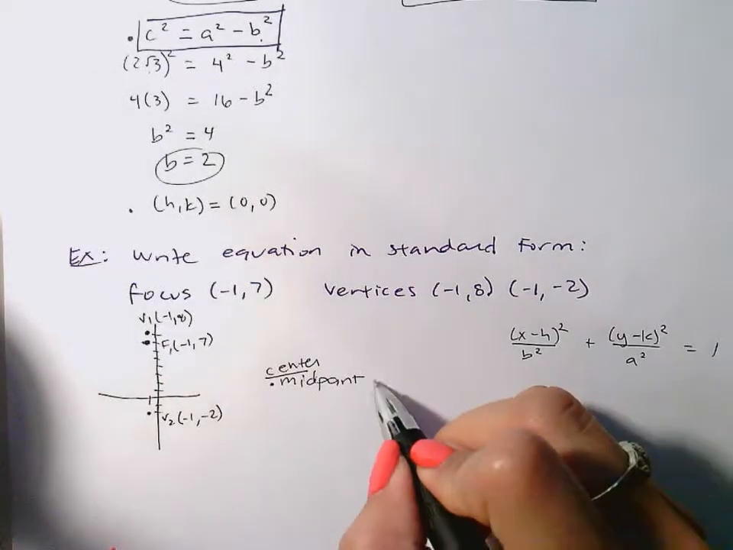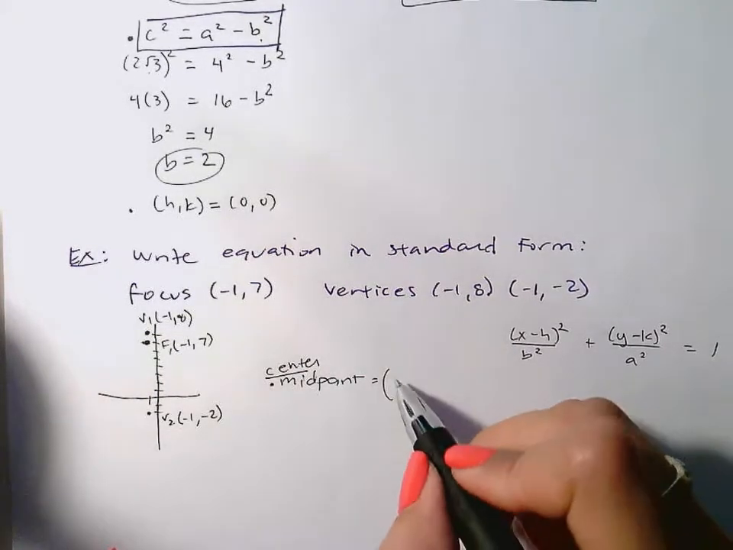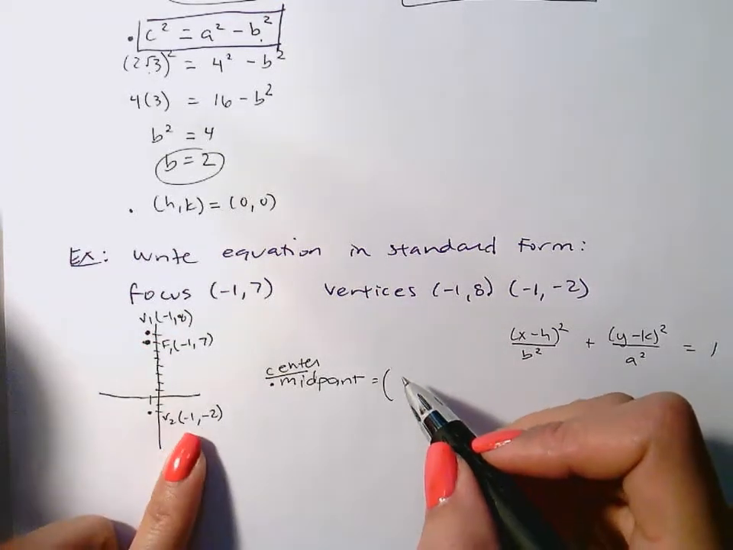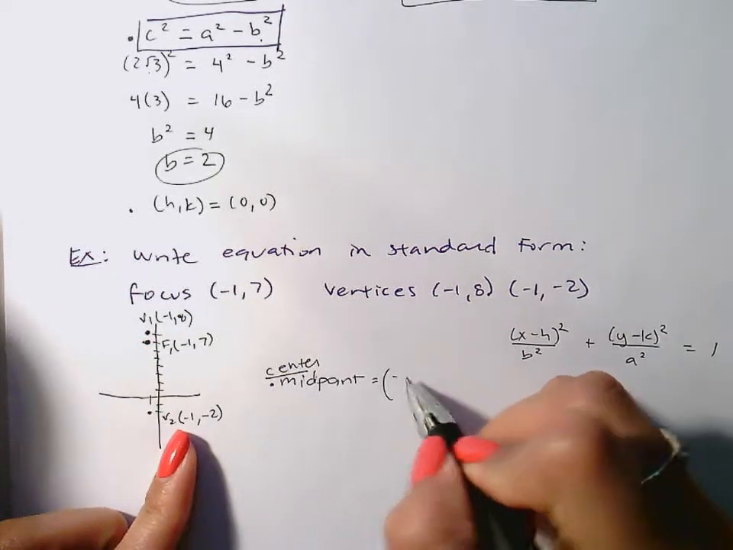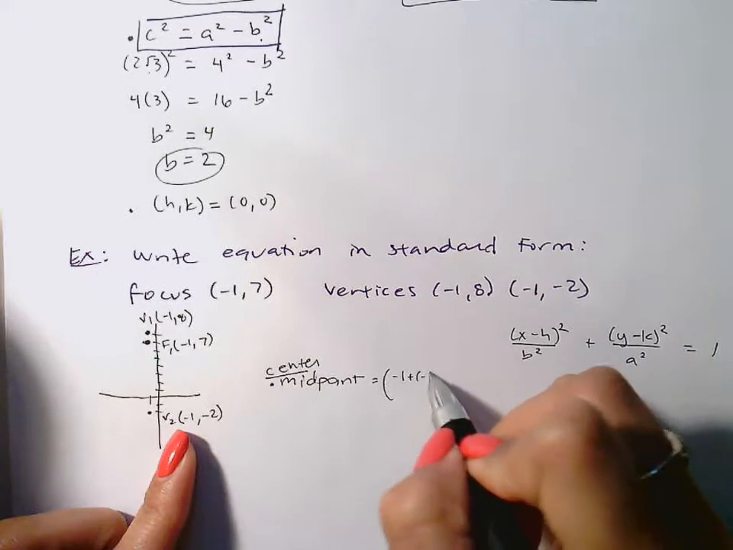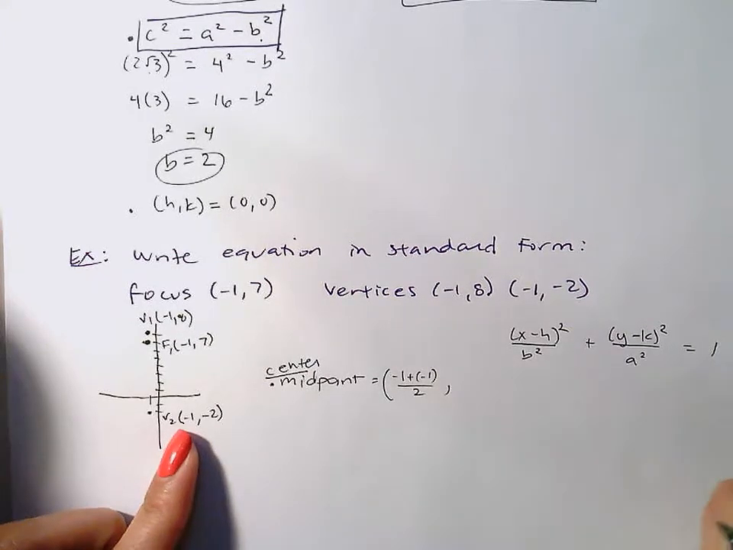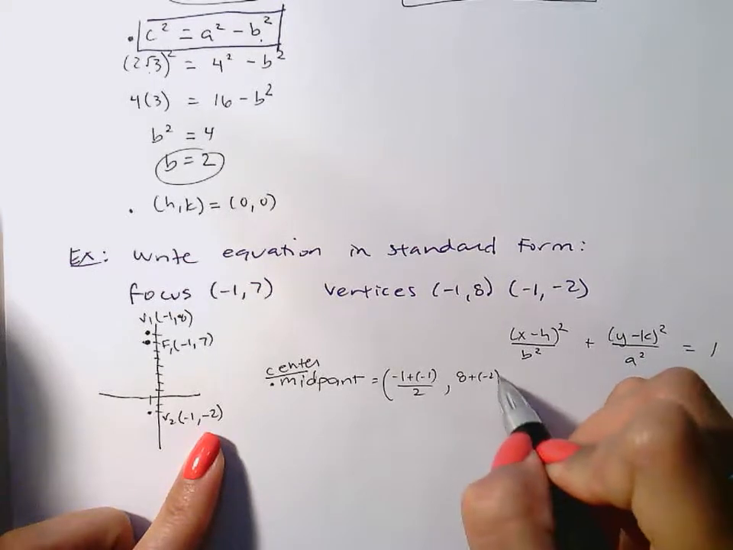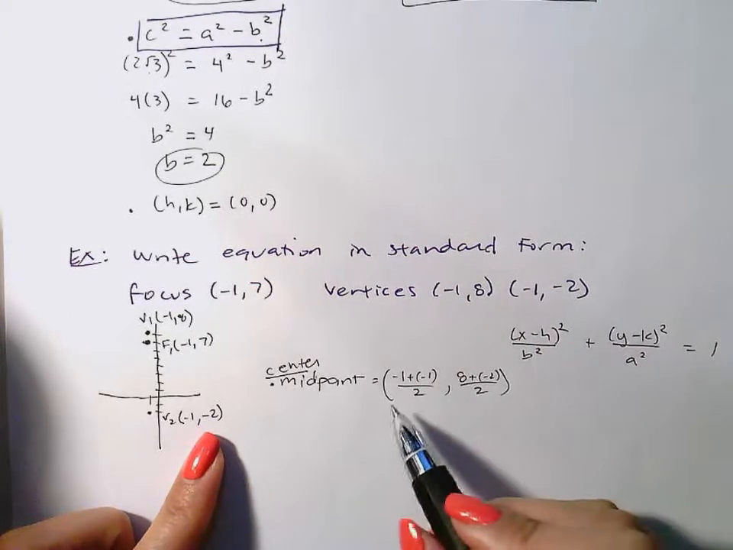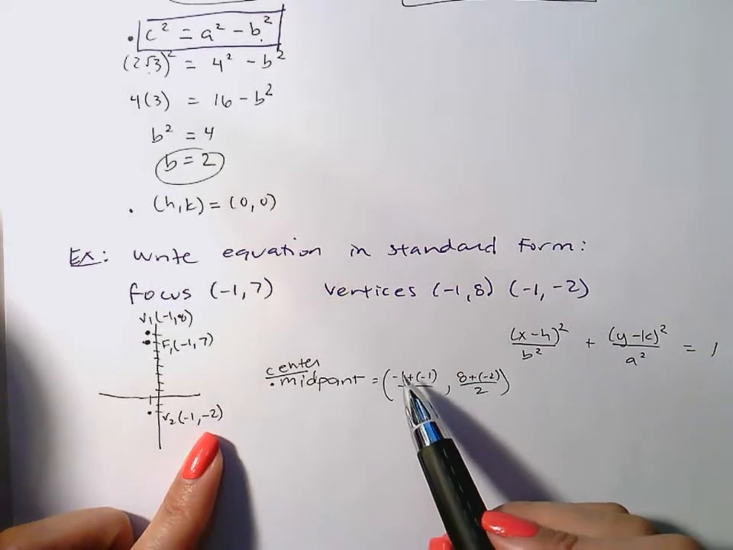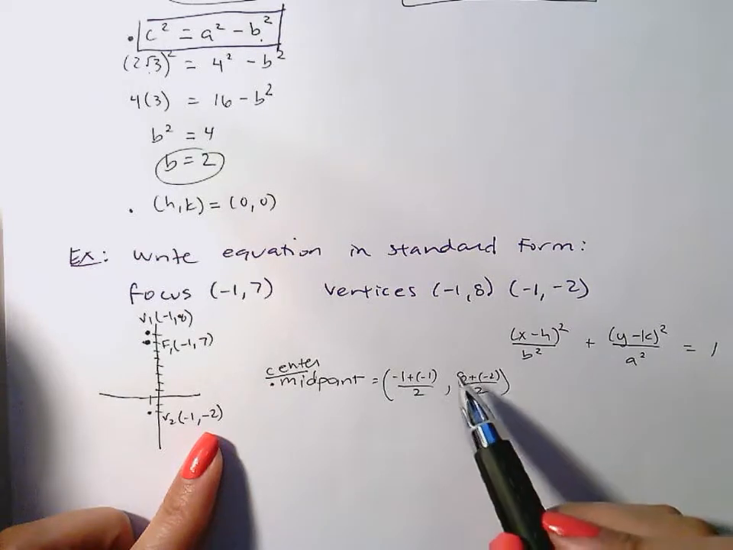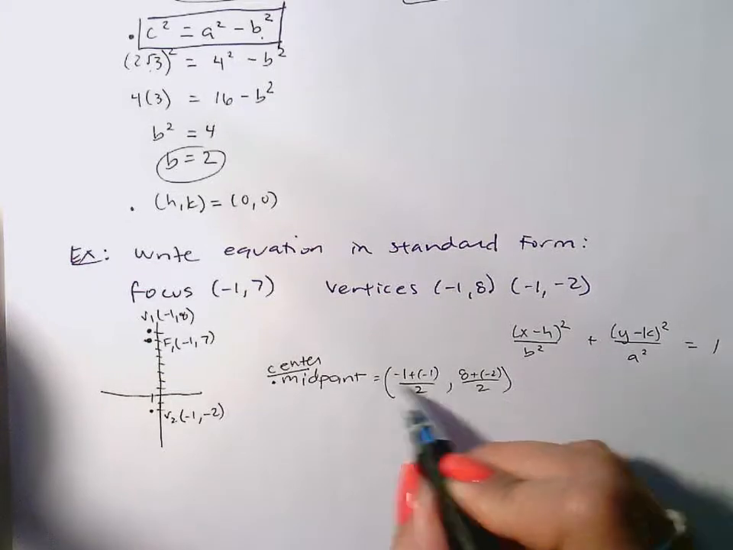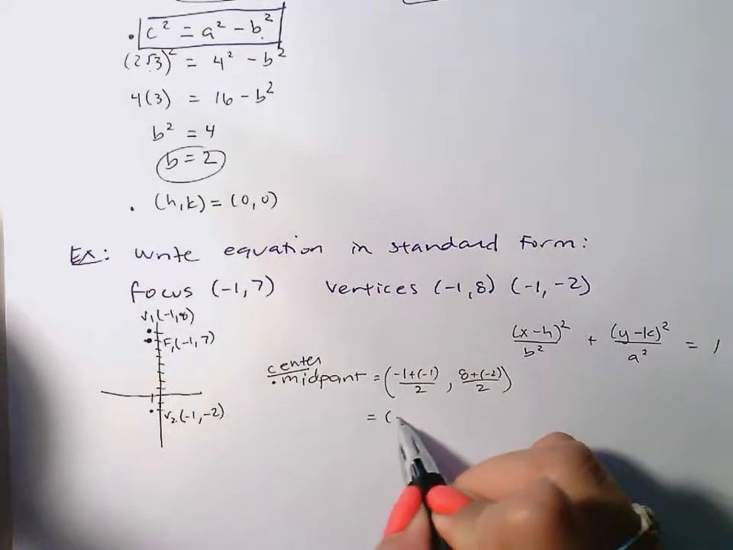So the midpoint is equal to (x1 plus x2) divided by 2. So it's negative 1 plus a negative 1, divided by 2. And the y value is added, divided by 2. So 8 plus a negative 2, divided by 2. You might remember this from the beginning of the semester: (x1 plus x2) divided by 2, (y1 plus y2) divided by 2. So if we simplify this, we're going to get negative 2 divided by 2, that gives me a negative 1.